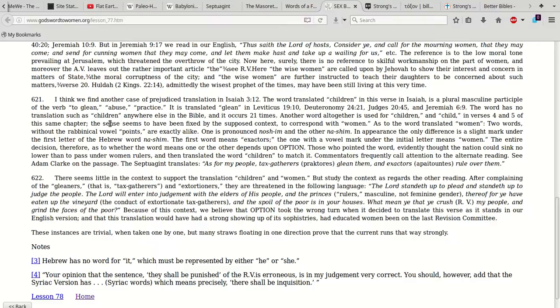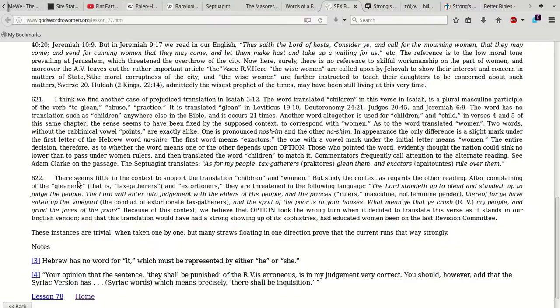The word has no translation such as children anywhere else in the Bible, and it occurs 21 times. Another word altogether is used for children and child in verses 4 and 5 of the same chapter. The sense seems to have been fixed by the supposed context to correspond with women. As to the word translated women, two words without the rabbinical vowel points are exactly alike. One is pronounced nashim, and the other nashim. In appearance, the only difference is a slight mark under the first letter of the Hebrew word. The first word means exactors. The one with a vowel mark under the initial letter means women.